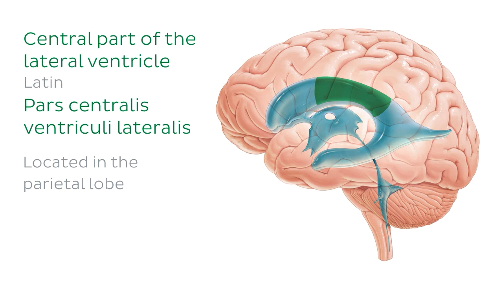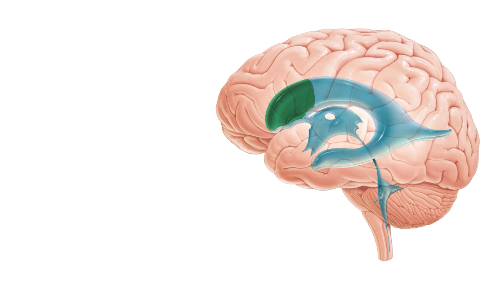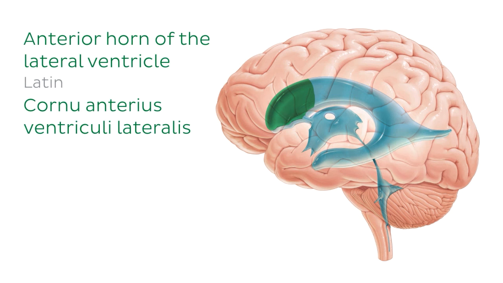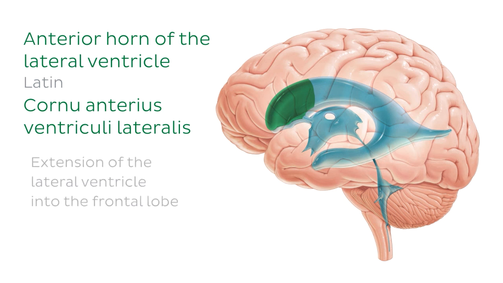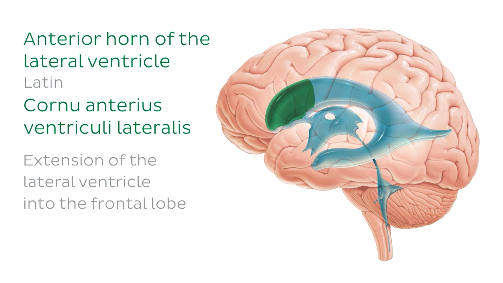Now you may have noticed that our image has changed slightly, so let's familiarise ourselves with it. We're still viewing the ventricles from the left-hand side of the body, however we can now see the surrounding cerebrum. Let's move on to the three horns of the lateral ventricle, starting with the one we can see here, which is the anterior horn. The anterior horn of the lateral ventricle is essentially an extension of the lateral ventricle into the frontal lobe, which is why it's also known as the frontal horn.